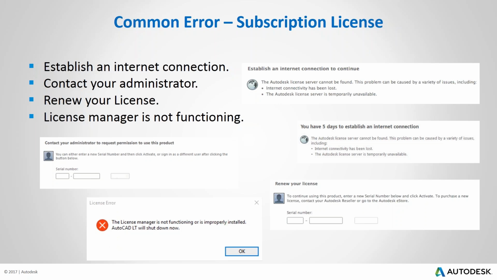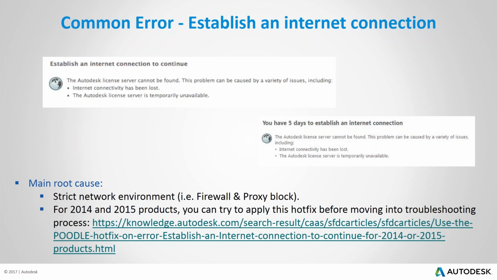All right, let's start with the first error, the establish internet connections error. So here's the main root cause. Normally, some of our corporate customers will have a strict network in their environments for proxy and firewall. They might see this when they try to activate their subscription license. And please take note, if you're trying to activate 2014 or 2015 product versions, please try this hotfix first, the one that I provided in this slide, before proceeding with the next troubleshooting step. Okay, because some 2014 and 15 have a different way of activating. So you need to try this hotfix first, then move on to the next slide, which is this one.